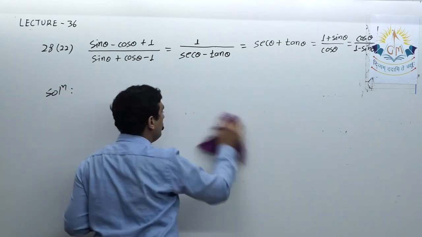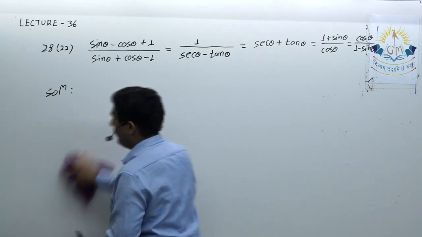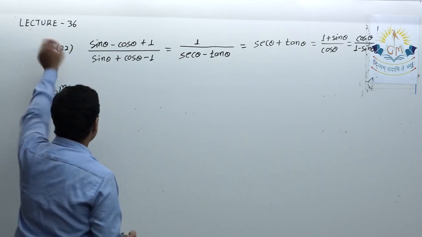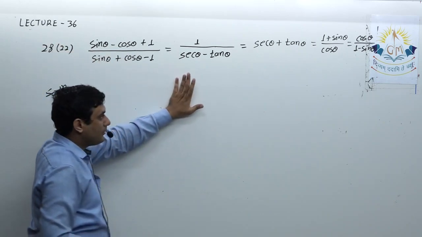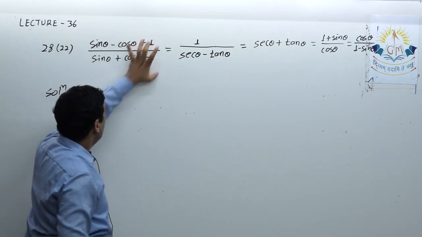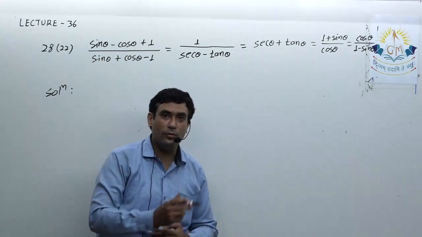After that, how to do this? There are two ways to do this. I will tell you both the ways. You will find the second one easier. So now we identify that we have to convert this first part in the form of sec and tan to solve it further.